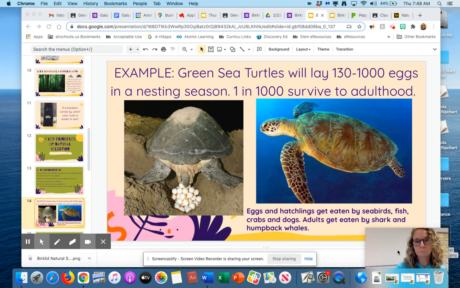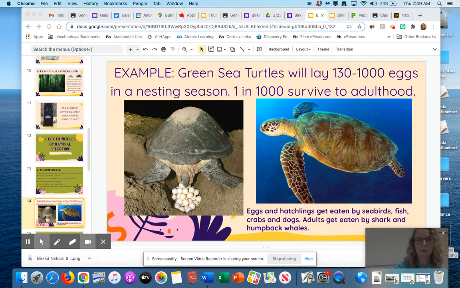So you can imagine that most of them, when they're small, in the egg form, right, think about how many eggs don't even make it. They never hatch because they get trampled on the beach or something else digs them up and eats them before they hatch. So a lot of the eggs get eaten before they're even hatched.